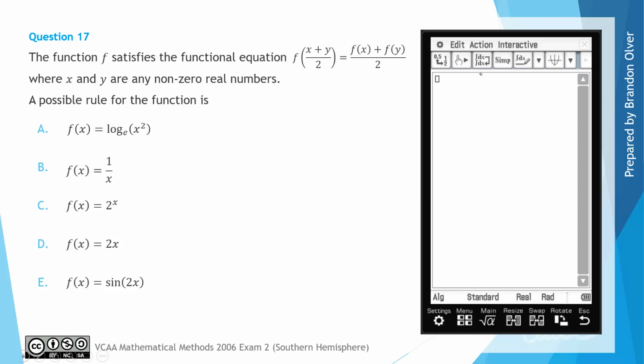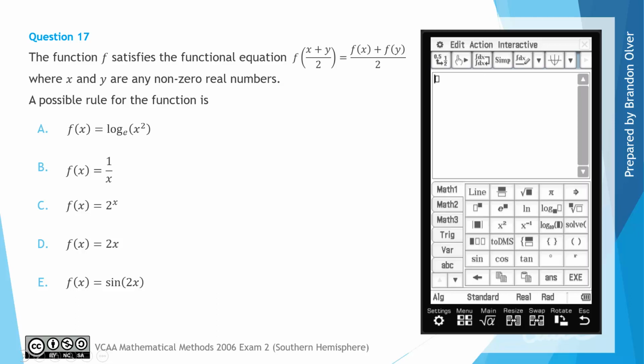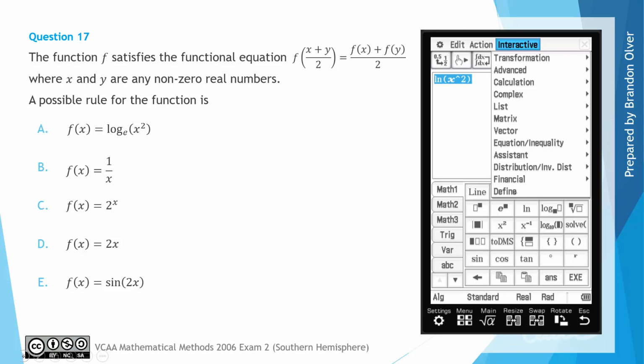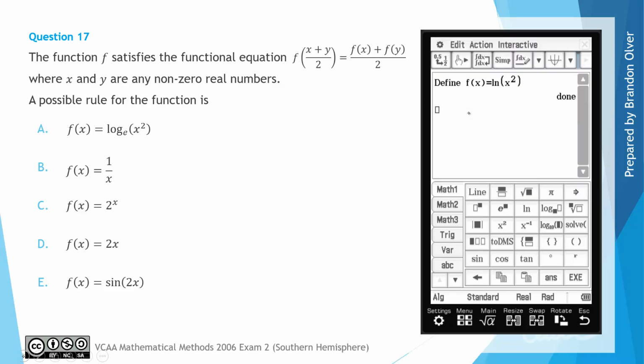So I want to type in log e of x squared. I can go to the keyboard and select ln for log e on the calculator, and then we put x squared in the brackets, and we can highlight that and go Interactive, Define as f of x.